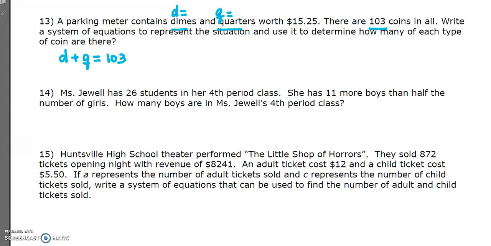And then my second equation should be about their worth, because we know how much we have, $15.25 worth. So a dime is worth 10 cents, so we write 0.10 times the number of dimes plus 0.25 times the number of quarters, and that should equal then the $15.25. So now I have my two equations, and I should be able to go to my calculator and put that in. So let's switch over and see what we can do.